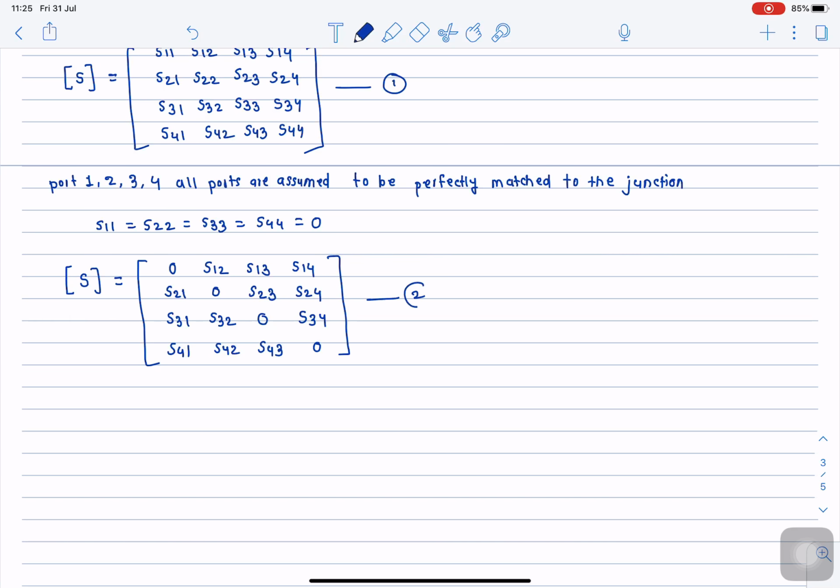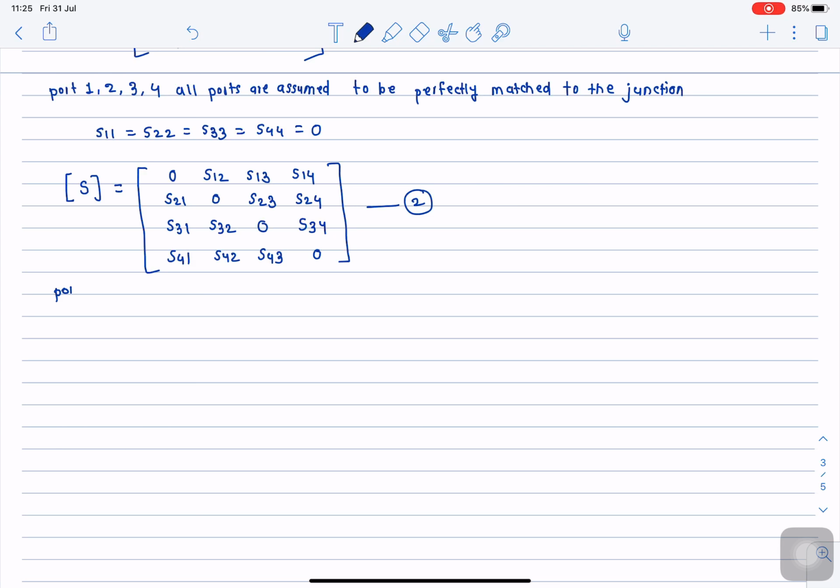Next, what we study here is that port 1 and port 2, and port 3 and 4, are assumed to be perfectly isolated. They are all assumed to be perfectly isolated from each other.